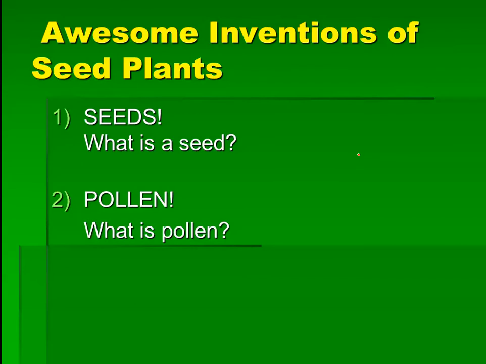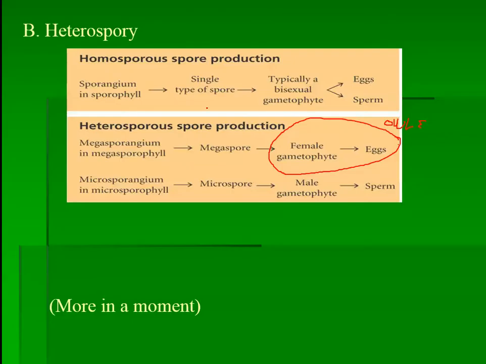All right, another awesome invention of seed plants is pollen. What is pollen? The pollen grain, as I said before, is the male gametophyte, and the pollen grain nuclei are the sperm. So this is what a pollen grain is. It is the male gametophyte. So again, in seed plants, the gametophytes are not only reduced, they are microscopic.